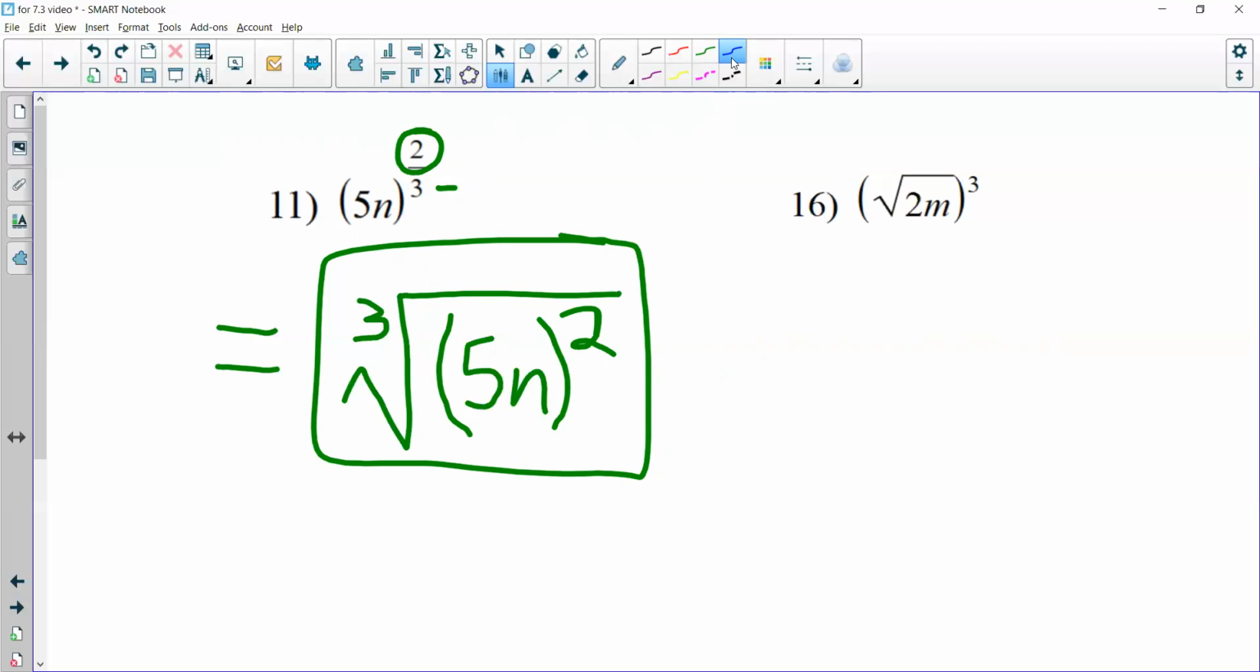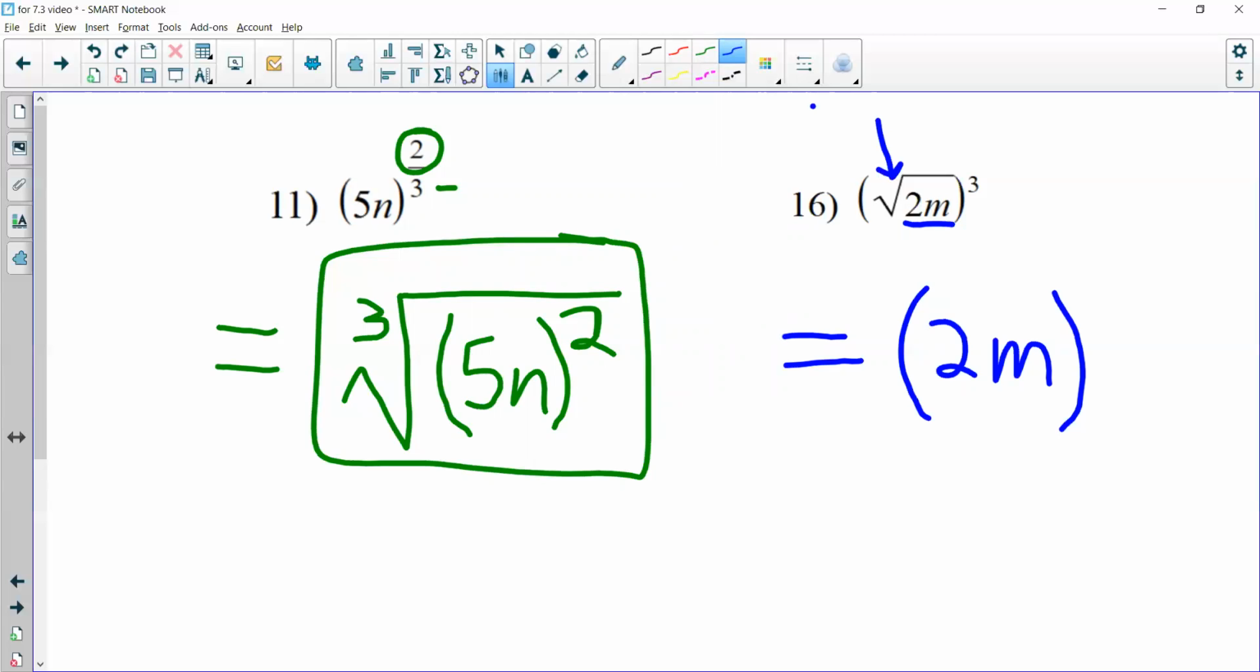Similarly, for number 16, I'm going to rewrite the radical as a power. So when I rewrite this, since I'm taking a root of 2m, then I must have 2m in parentheses. There is no index written, which means it's a 2. My exponent is 3, which means my fractional exponent will be 3 over 2.